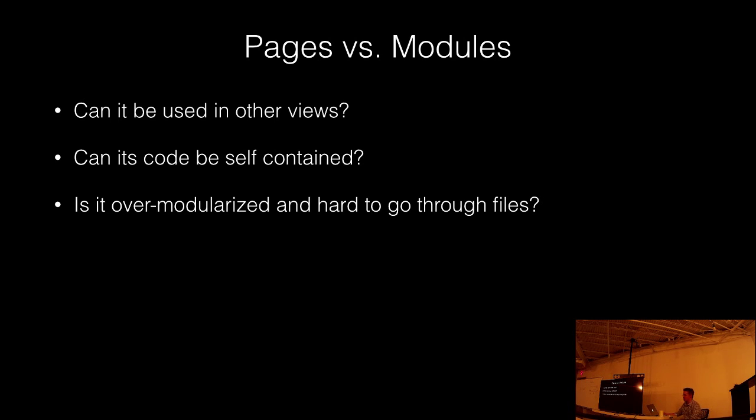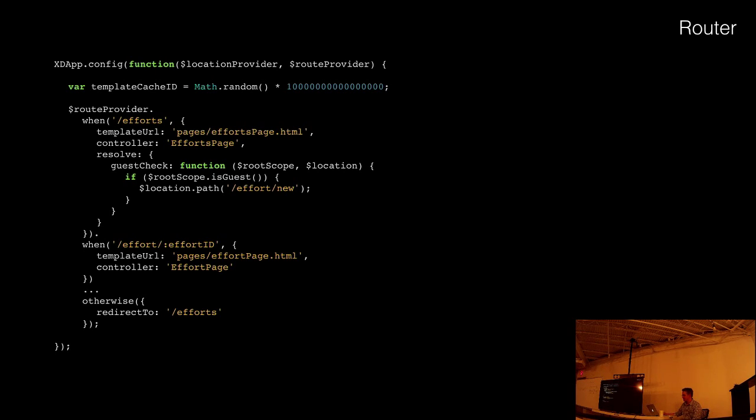So pages versus modules. Basically, can it be used in other views? If yes, then it makes sense. This is probably just coding in general. And can its code be self-contained? Is it really dependent upon other stuff? But one thing that I see at work a lot, or just a thing that people can run into, is don't over-modularize things to where, in order to get to any file, you have to go into all this crazy nested structure just to get to something. So don't hyper-modularize it, but it's kind of a balancing act.